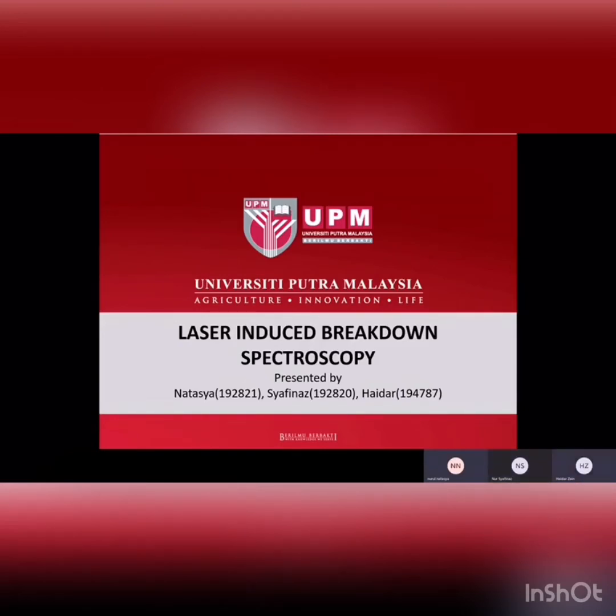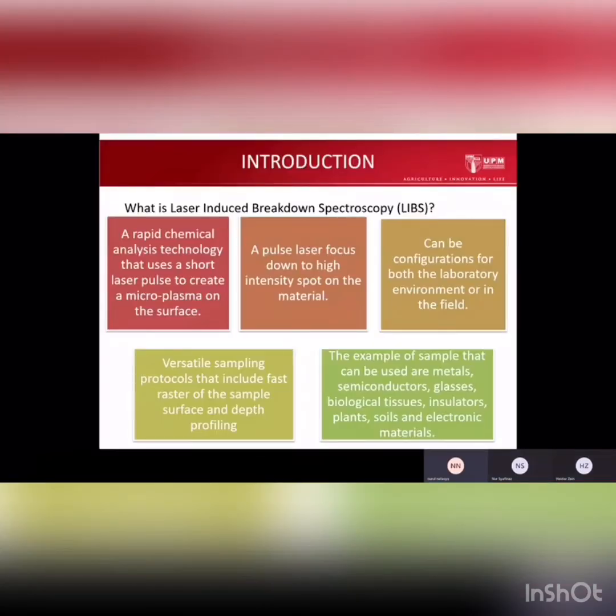So my first slide is about the introduction. What is laser-induced breakdown spectroscopy, also known as LIBS? The first point: a rapid chemical analysis technology that uses a short laser pulse to create a microplasma on the surface. The second point: a pulsed laser focused down to a high intensity spot on the material.